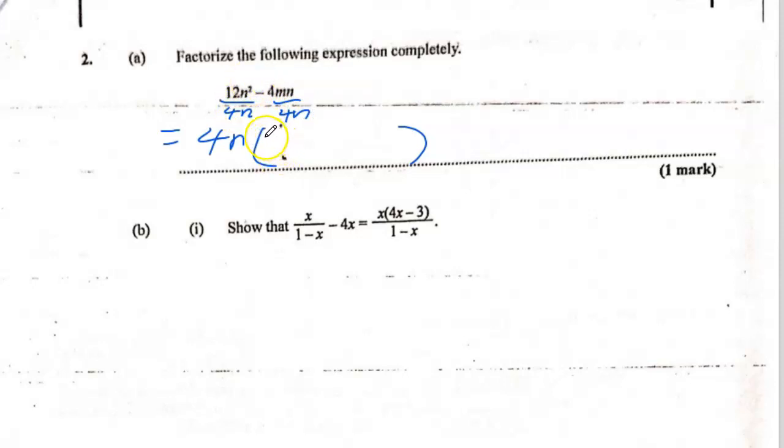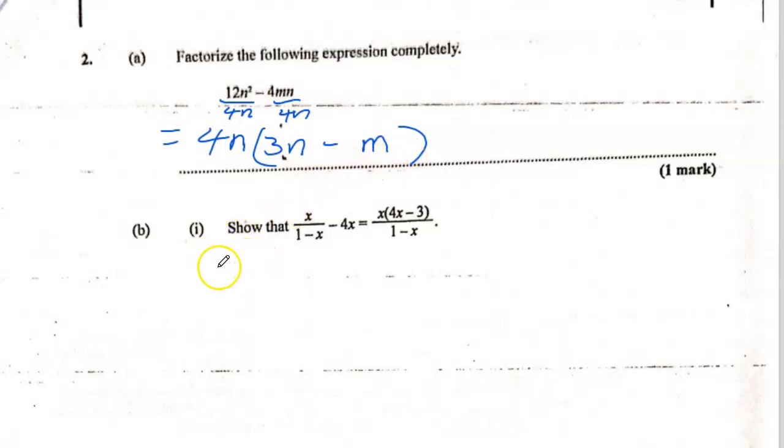4 into 12, that's 3. n squared divided by n, that's n. Minus 4 into 4, that's 1. n into n, so we're just left with minus. n into n is also 1, so we're left with just minus m. And notice when you expand the bracket, you get the original expression. So 4n times 3n, that's 12n squared. And 4n times m, that's 4nm.